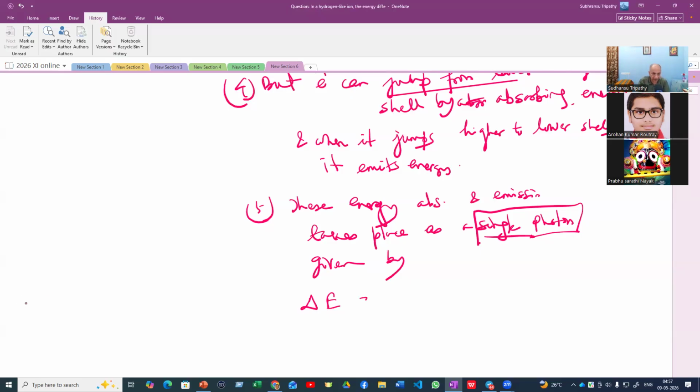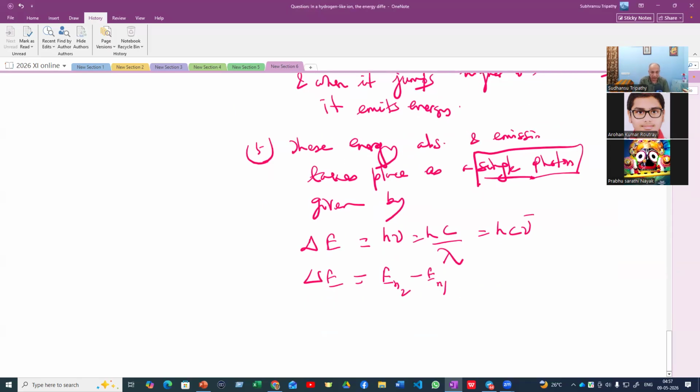So we write delta E is equal to h nu, or hc by lambda, or hc nu bar, where delta E is equal to E n2 minus E n1. N2 is any higher cell. N2 is the principal quantum number, or the cell number, that is called the principal quantum number of any higher cell.